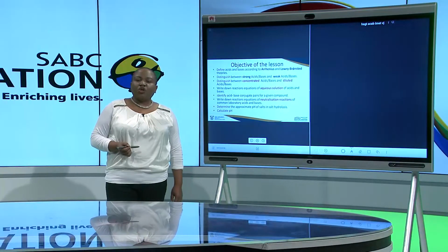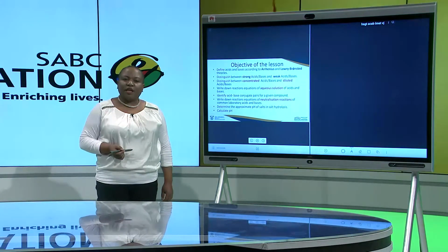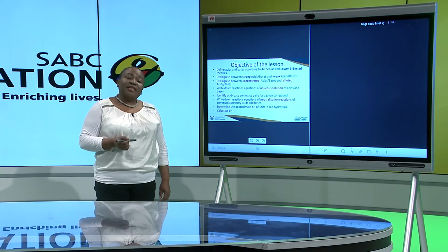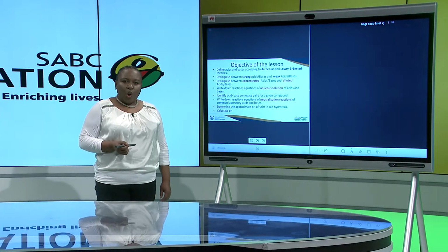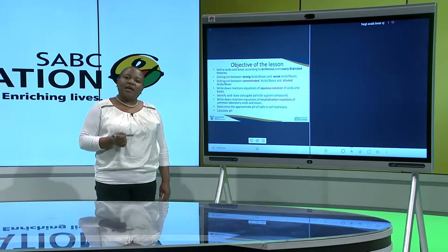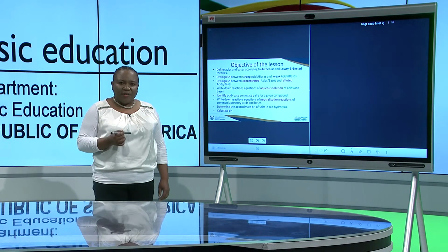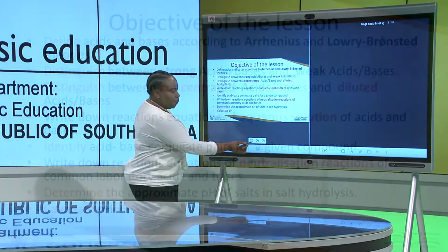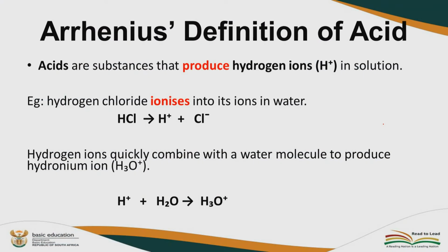As I said, this topic is not done for the first time in grade 12. We also did this topic last year in grade 11, where we looked at some of the concepts that we are going to do even this year. Now, let's start and define acids and bases according to Arrhenius. This is the principle we are going to use more when we are defining our acids and bases, more than any other definition of acids and bases that you know previously.